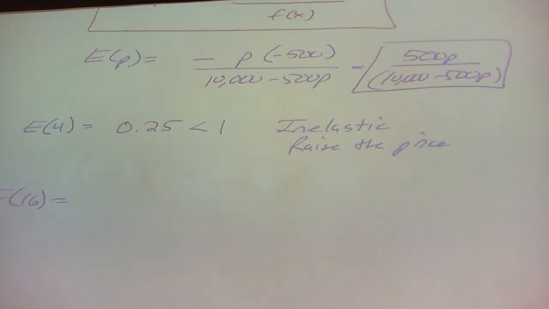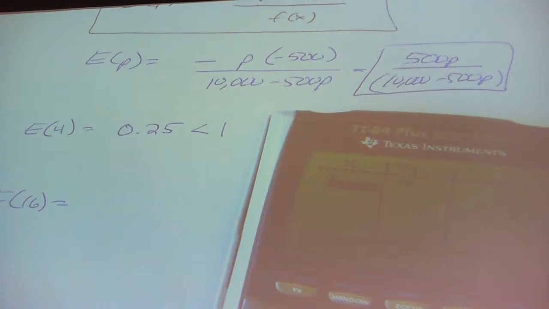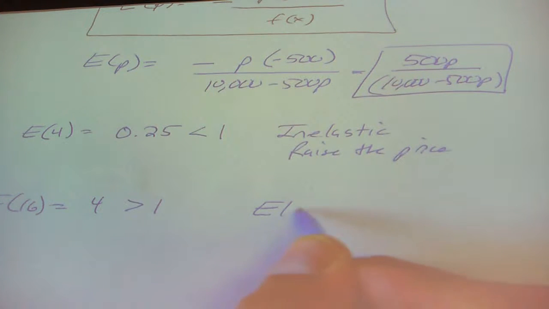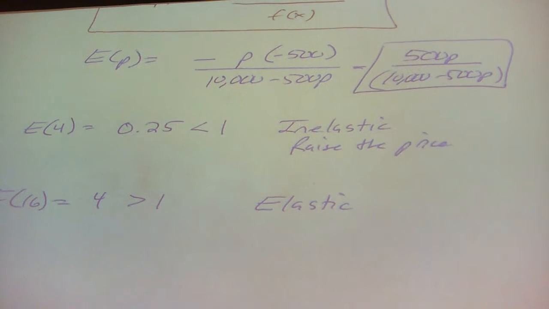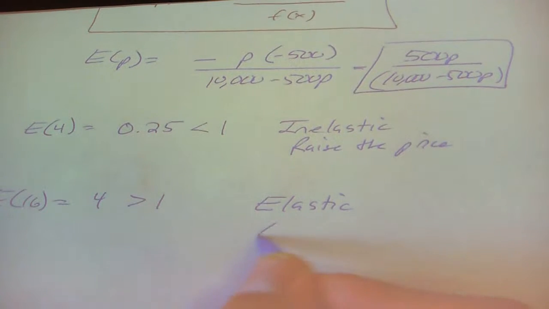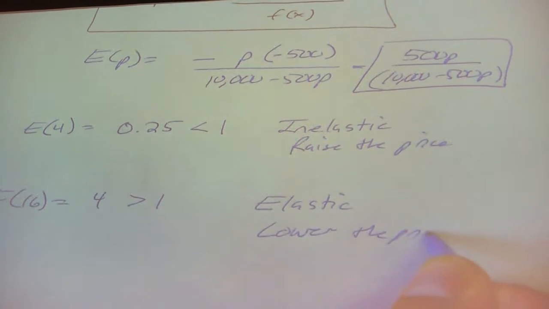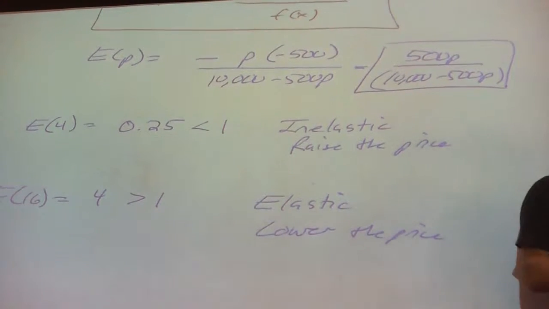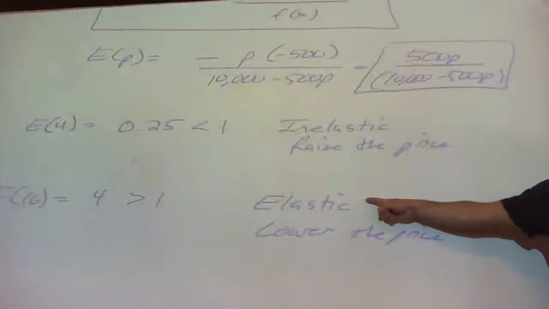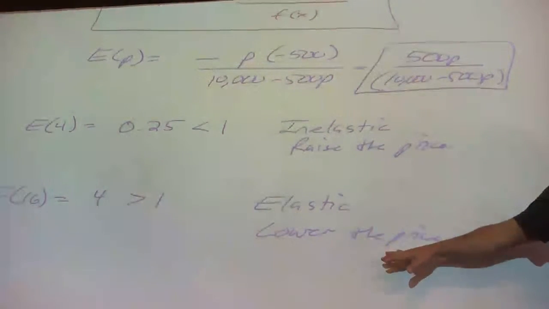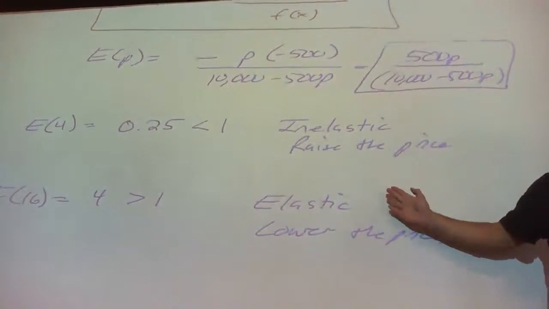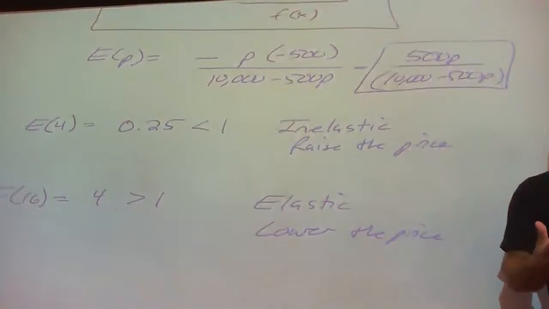When you plug in 16 into the table, what result do you get? You get 4. 4 is greater than 1, which means at $16, you are elastic. What's your advice now? Lower the price. So again, quick answer, long answer. The quick answer is, you got 4, it's greater than 1, you're too high. Your price is too high, not good. You're elastic, so you should lower the price. So again, if it's under 1, inelastic, raise the price. If it's above 1, elastic, lower the price. What's the magic number? 1.